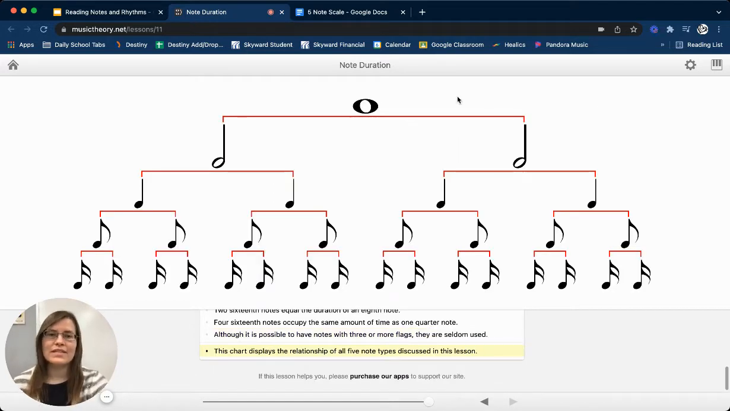So here's the way to see it all. You need 16 16th notes in 1 measure, 8 eighth notes, 4 quarter notes, 2 half notes, and 1 whole note. So each one of these lines is a whole measure, 1 measure.